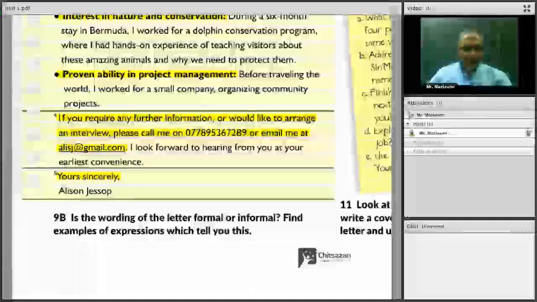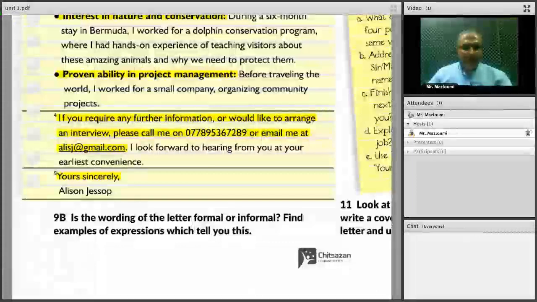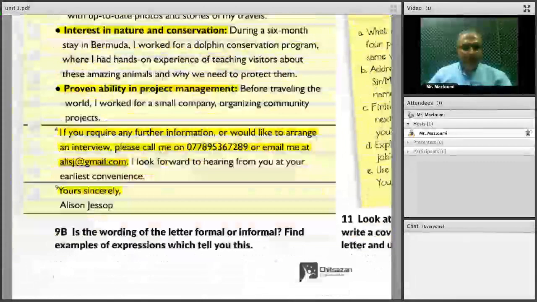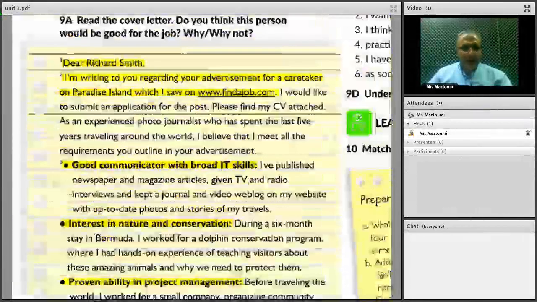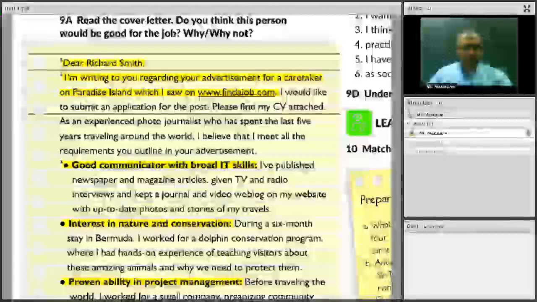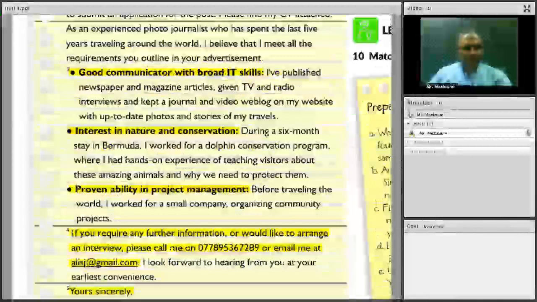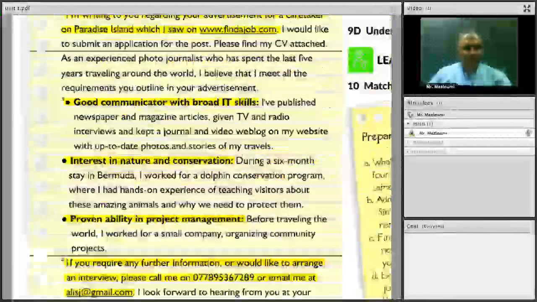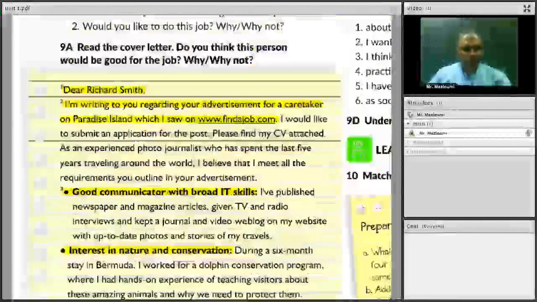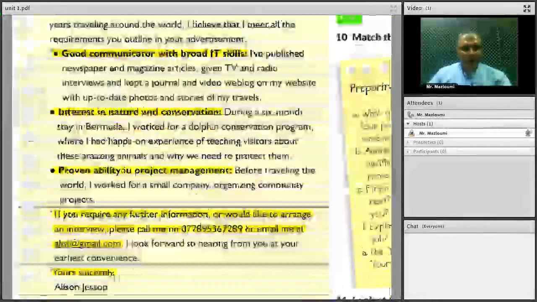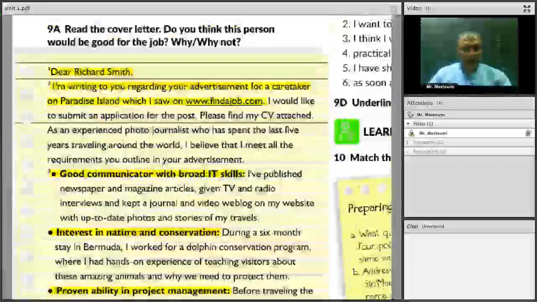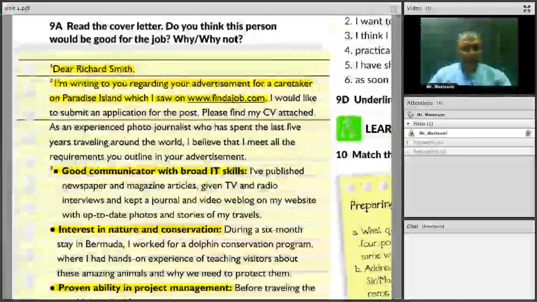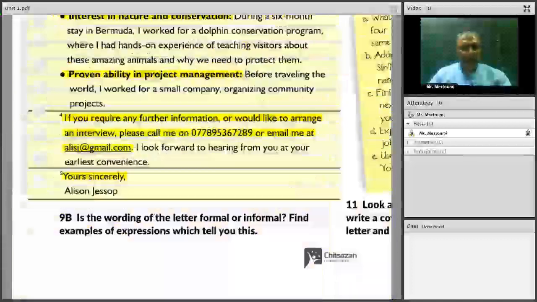Okay. Now, 9b, is the wording of the letter formal or informal? So, the structures. Find examples of expressions which tell you. Okay, everyone, if you check out the words, dear Richard Smith or dear Mr. Smith, the way the applicant starts the letter or the way they end the letter, yours sincerely. Just look at the choice of words and structures. I'm writing to you regarding, or I'm looking forward to. Yes. So the structures, the words the applicant uses are all formal.